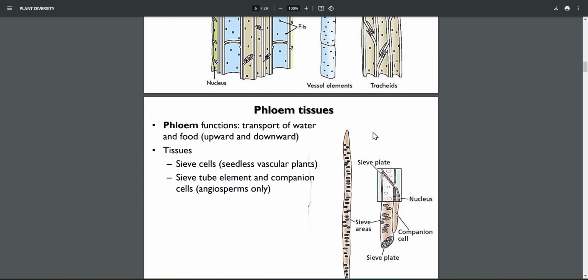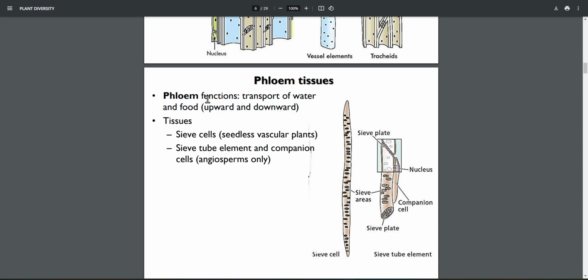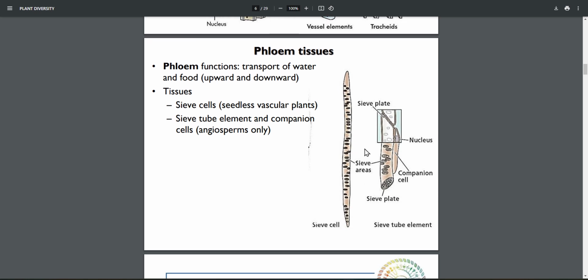All right, moving on to phloem. Phloem functions in transporting water and food. It can go both upward and downward. Xylem only goes upward. In seedless vascular plants, they have sieve cells. These are sieve cells, one long strand.